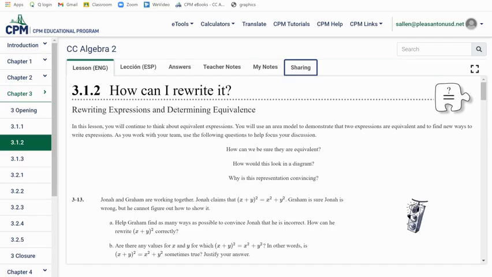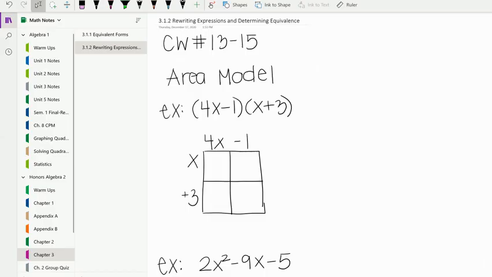We are going to be looking at section 3.1.2. So your classwork assignment today is going to be problems 13 through 15. This is just a little introduction to the classwork and some vocabulary review.